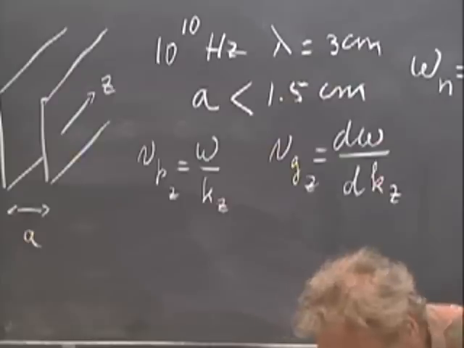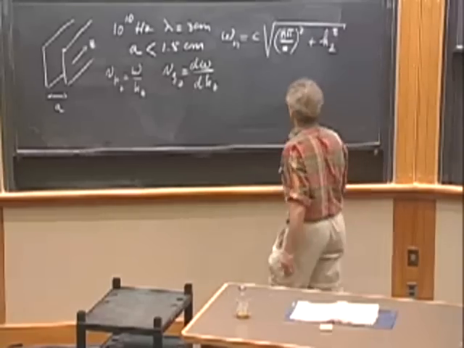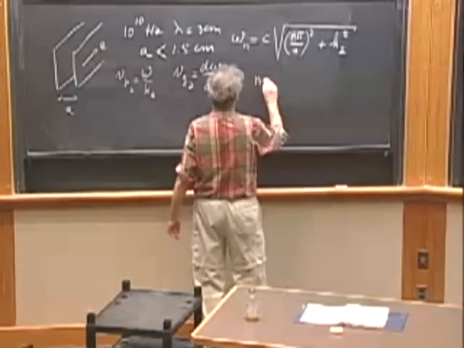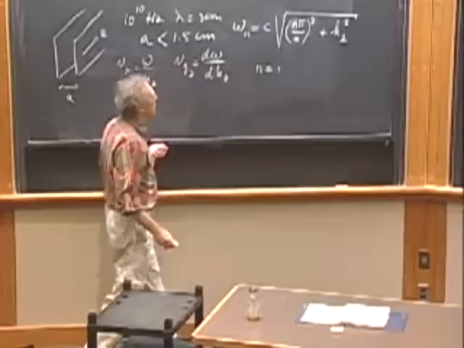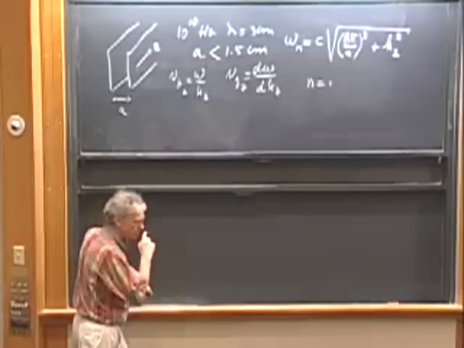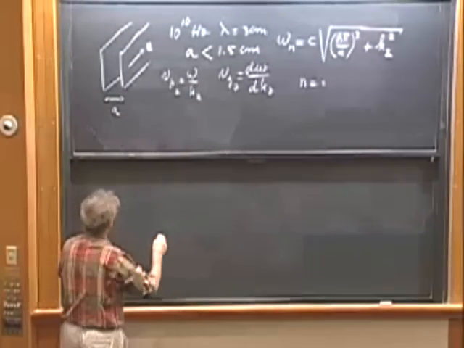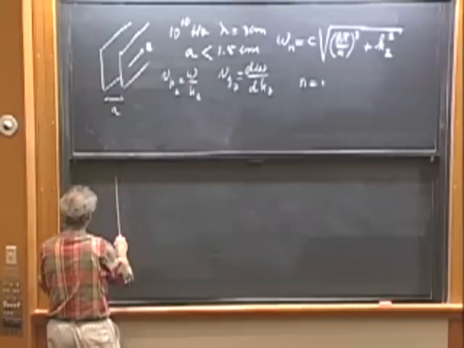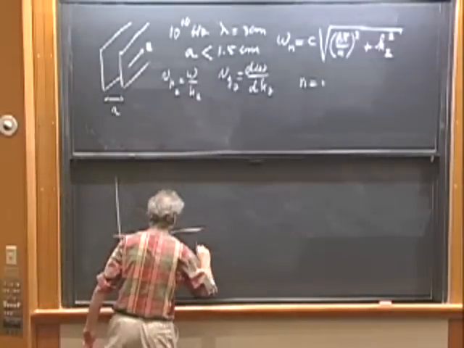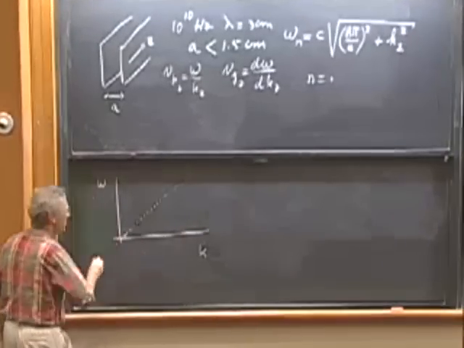I will concentrate now only on the case that n equals 1. So I make this a 1 because that gives me the lowest frequency possible in this dispersion relation. And I'm now going to graph that thing, omega versus k, omega versus k. This is non-dispersion.